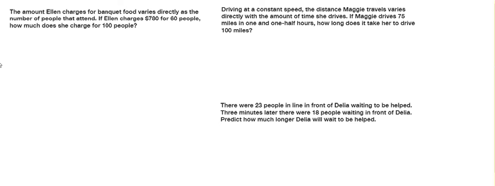First, the amount Ellen charges for banquet food varies directly as the number of people that attend. So y varies directly with x. Let's remind ourselves of this equation for direct variation. These are our clue words. Y varies directly with x, gets divided by a constant. Ellen charges $7.80 for 60 people.